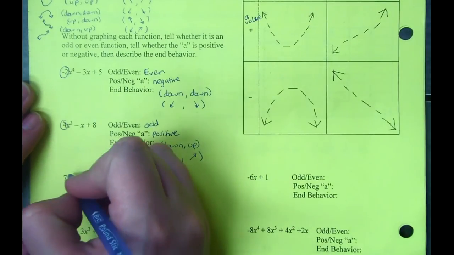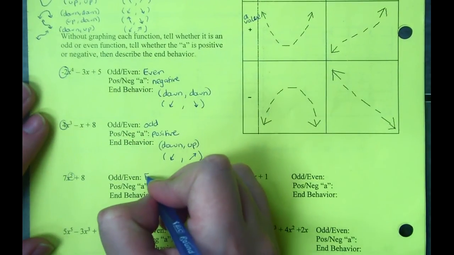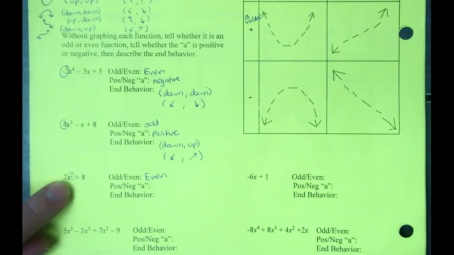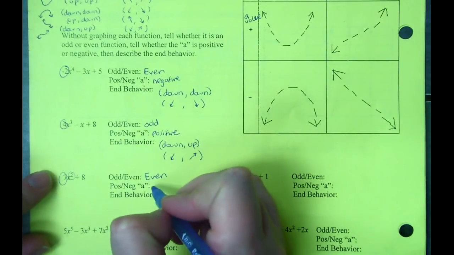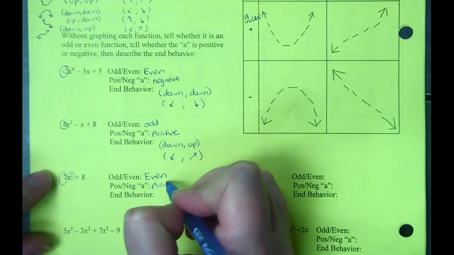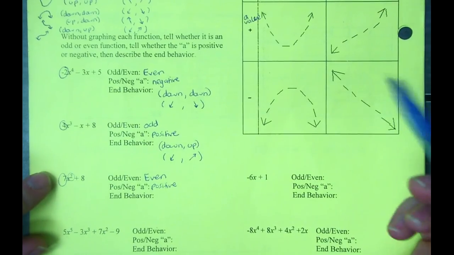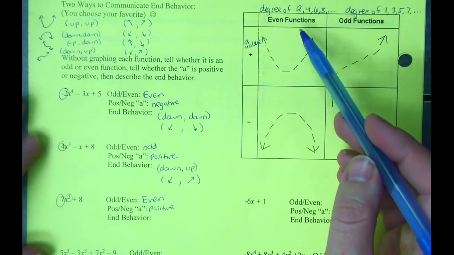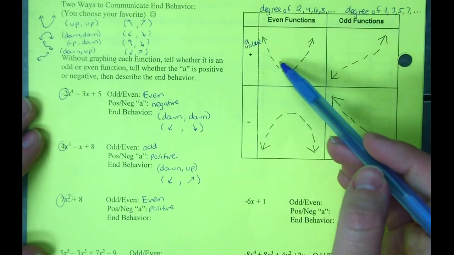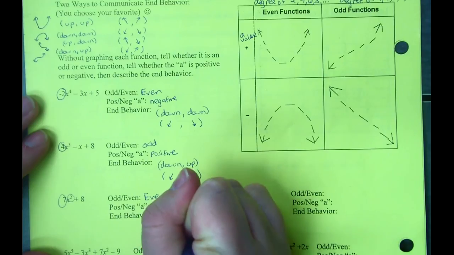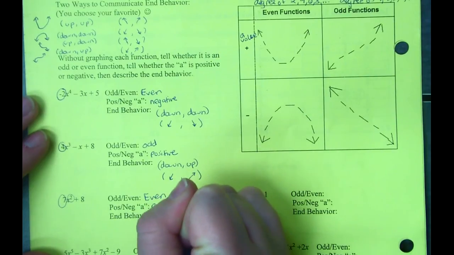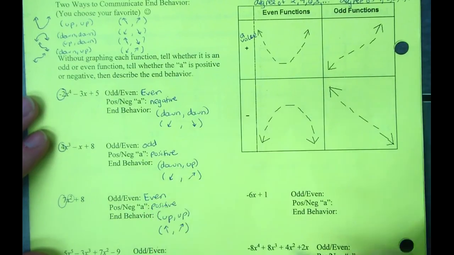This next one is an even function because the biggest degree is 2 and 2 is an even number. The A value is the leading coefficient and that's 7 and it's positive. So if it's an even function with a positive A value, that means it's going to be going up and up. So I could write up, up, or I could write it like that.